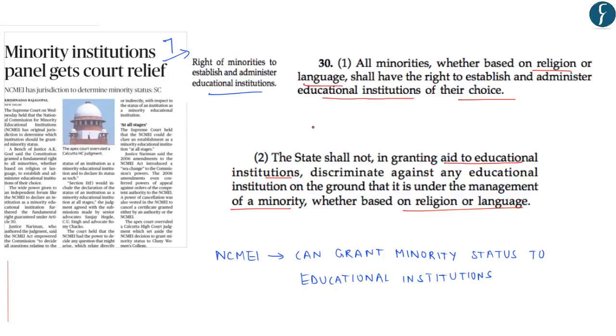Here we see under Article 30 there are two words mentioned with respect to minority educational institution, that is institutions based on either religion or language. Thus, these two words become important to know from a prelims point of view. Let's see the question again.